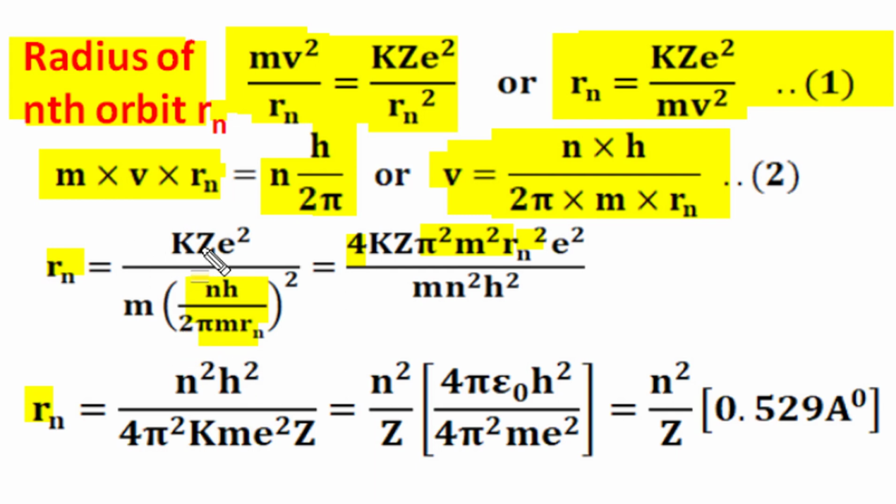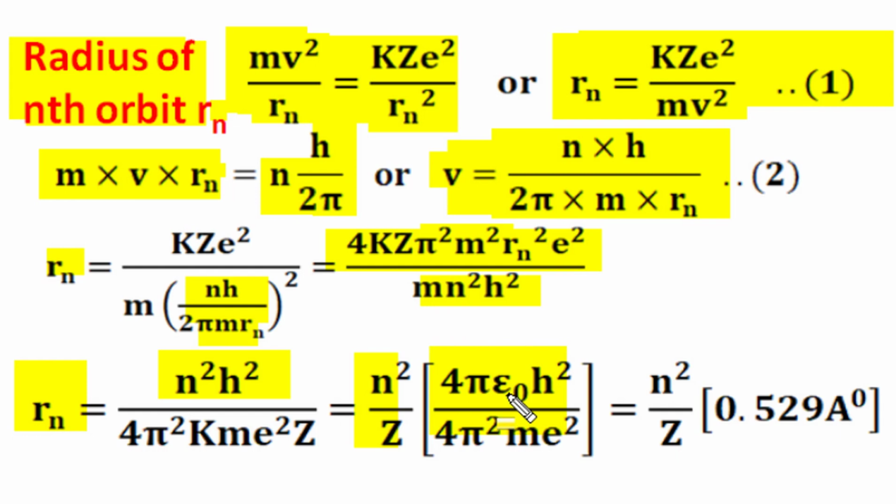It becomes 4 pi square k Z m square Rn square e square in the numerator and n square h square m in the denominator. Now this Rn square and this Rn, when simplified, become Rn, and n square h square goes to the other side in the numerator. One m gets cancelled out, and in the denominator we get 4 pi square k m e square Z. In place of k we can write 1 upon 4 pi epsilon, and this is n square by Z multiplied by epsilon naught h square divided by pi m e square after the 4 pi gets cancelled, and all are constants.